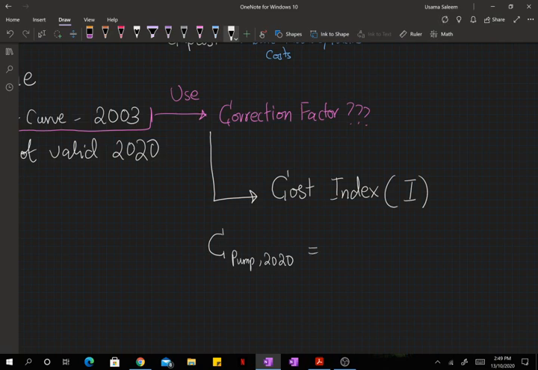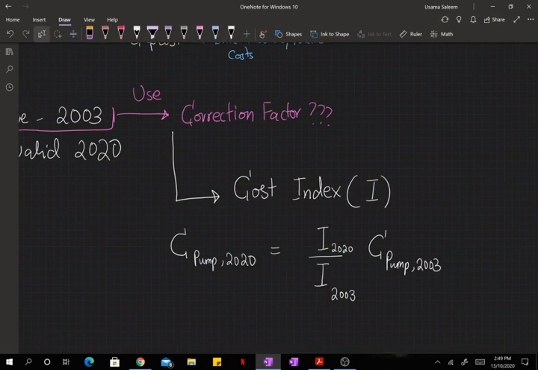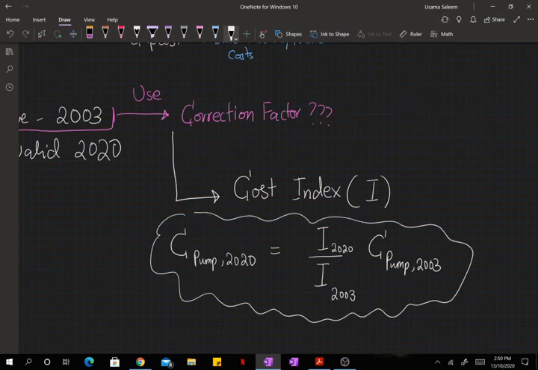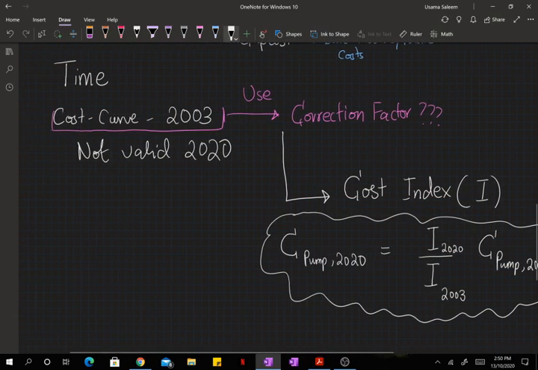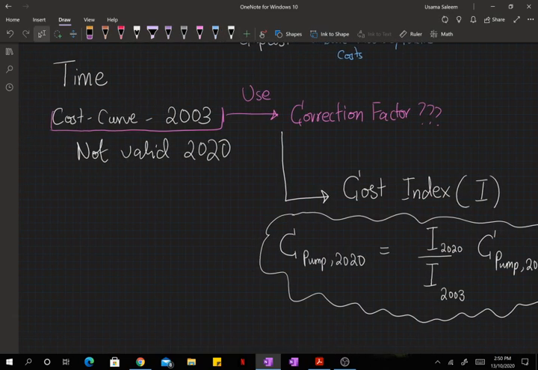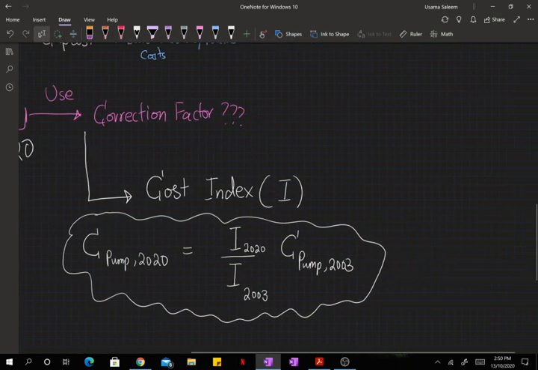Here's what you're going to do. You're going to take the ratio of the cost indexes, sorry, from 2003 over 2020, and multiply it by the value that you're getting from your 2003 curve. Using this equation, your cost indexes are going to take care of the impact of time on your equipment costs.